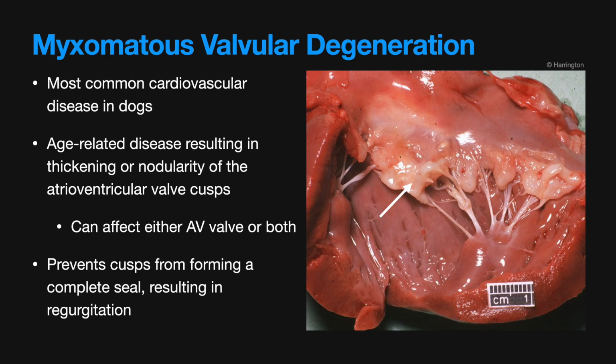A common cause of this is myxomatous valvular degeneration. This is the most common cardiovascular disease in dogs. It is an age-related condition resulting in thickening or nodularity of the atrioventricular valve cusps. It can affect either AV valve or both of them simultaneously. The nodules or thickenings prevent the cusps from forming a complete seal, resulting in regurgitation.